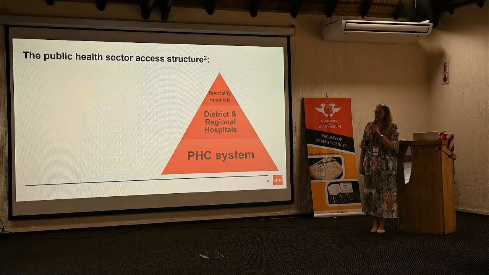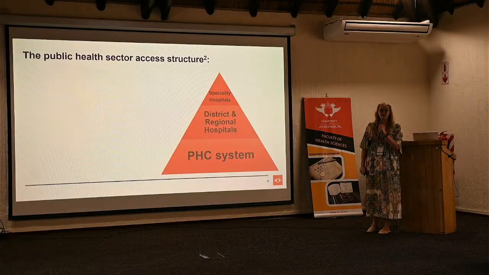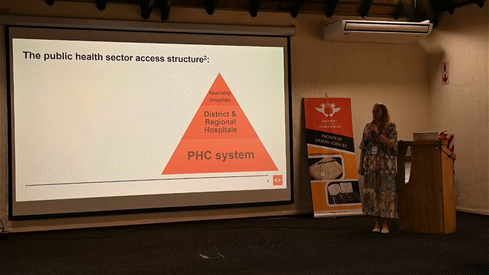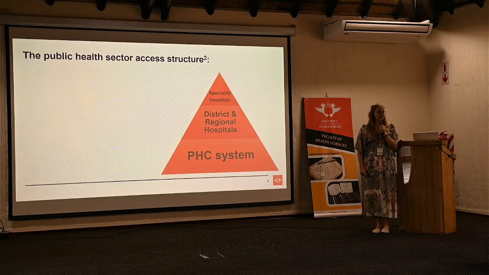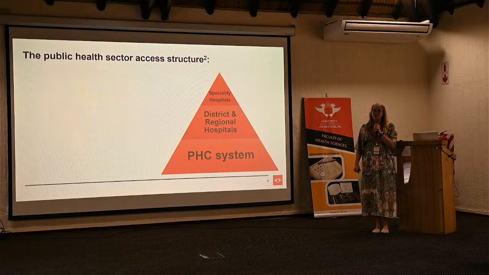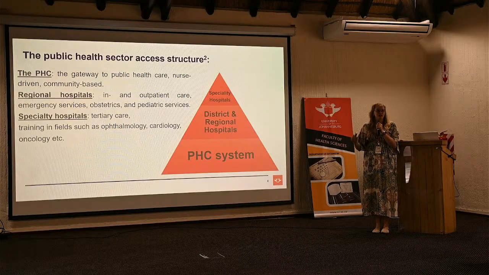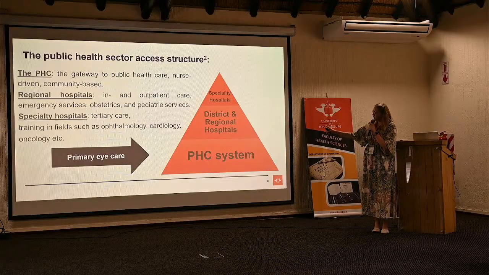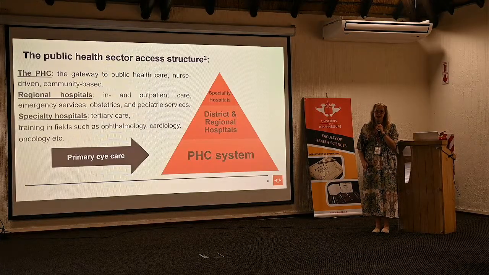The structure of public health care in South Africa consists of the following hierarchy. It starts at the PHC, the primary healthcare level, where patients enter the public healthcare system. The PHC system is largely manned by nurses in community-based clinics, where if further treatment is necessary, patients are referred to regional hospitals, and ophthalmology is situated at tertiary or specialized hospitals. The PHC is the area where primary eye care should be located.